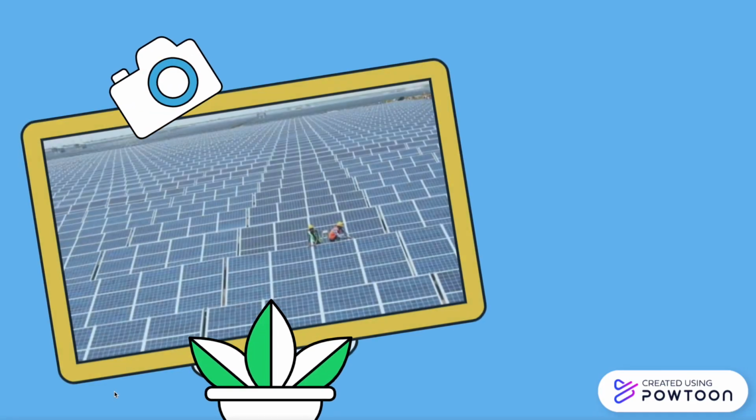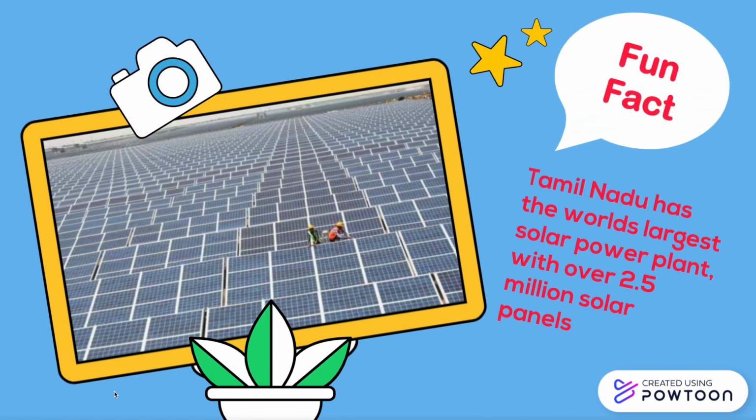So, a quick fun fact before we go on to the next part is that Tamil Nadu, the world's largest solar power plant, is located there. It has over 2.5 million solar panels. That's right, you can see from the picture itself, it's quite a lot of solar panels. And it's located in Tamil Nadu. So that is going to conclude the 5 steps to distributing solar power throughout an area.